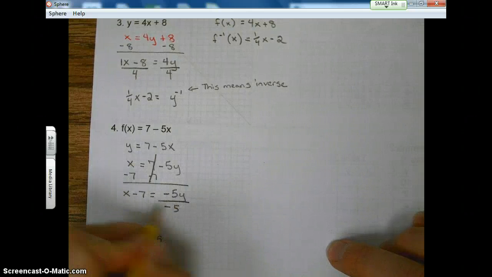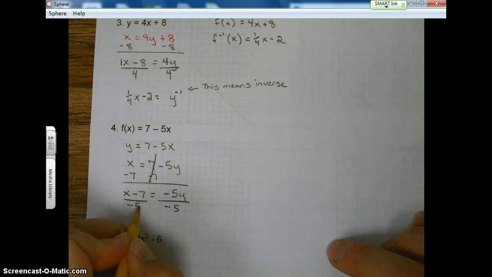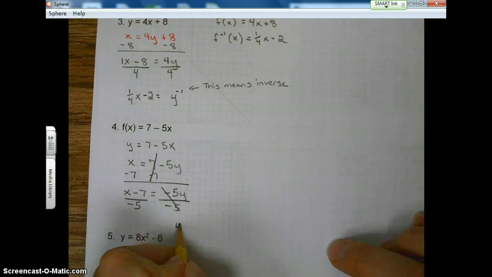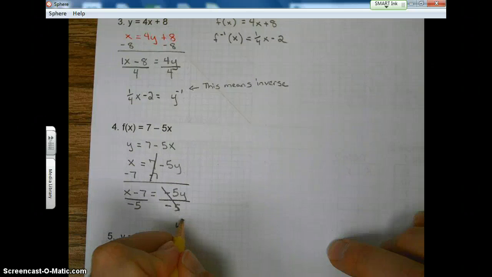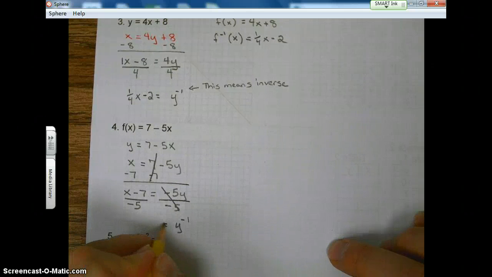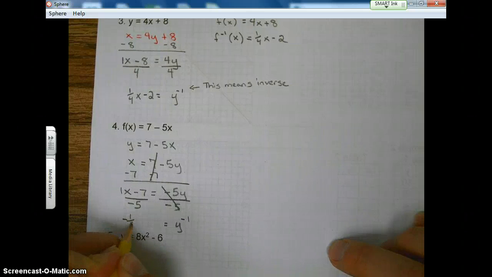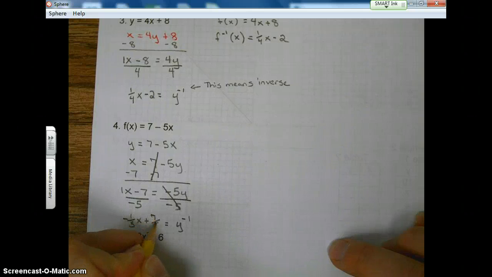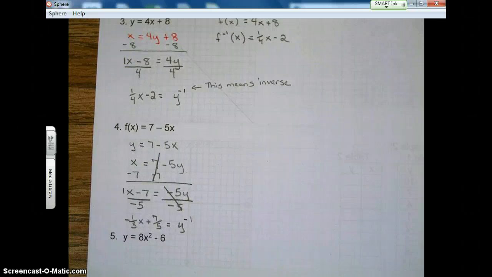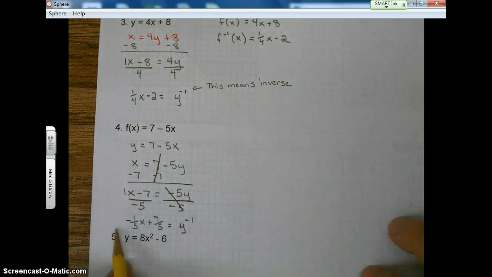Canceling out the negative 5. Okay, this is the inverse function now. So we get 1 over negative 5, so that's negative 1/5 x. And then a negative divided by a negative is a positive, so we get a positive 7/5. Leave it as a fraction, please. Don't change it to a decimal.